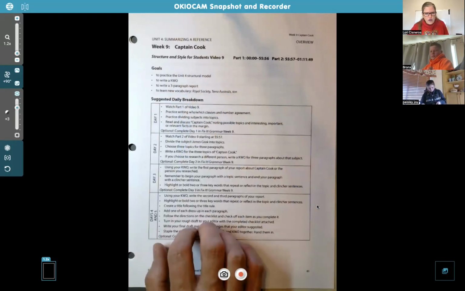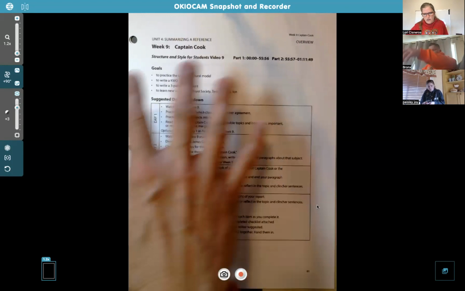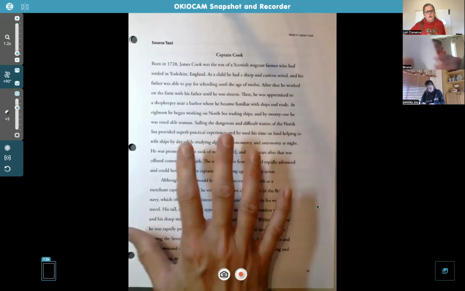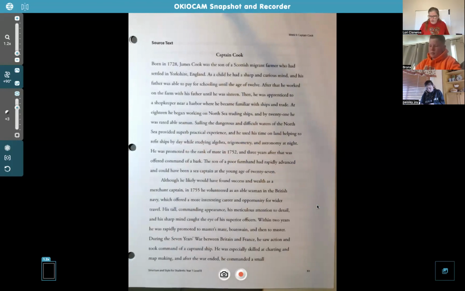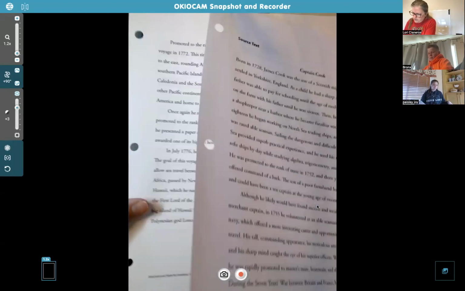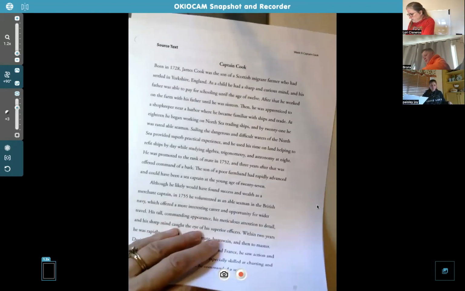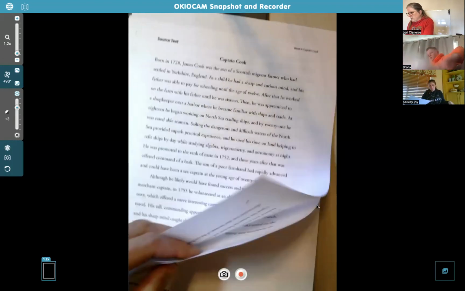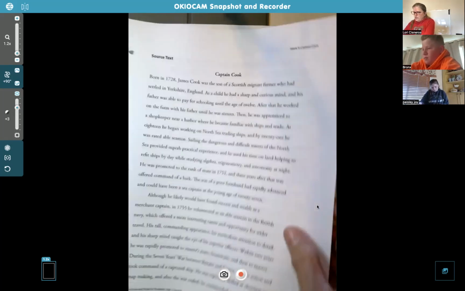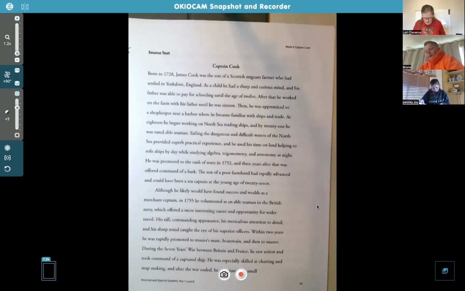If you were doing this without me, this is the pacing for that. So we don't really need that one. But we are going to start with the story about Captain Cook. So you need that, and then it's a 2-pager, actually technically 3-pager. And then the checklist. Okay, so we have the story, Captain Cook, and then we have the checklist. So make sure you have those with you.